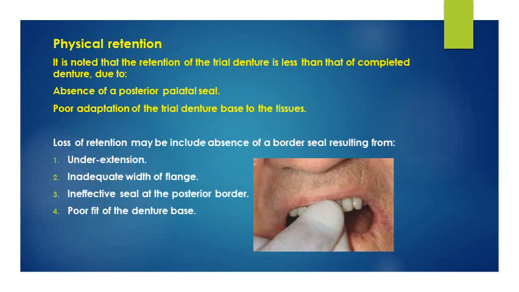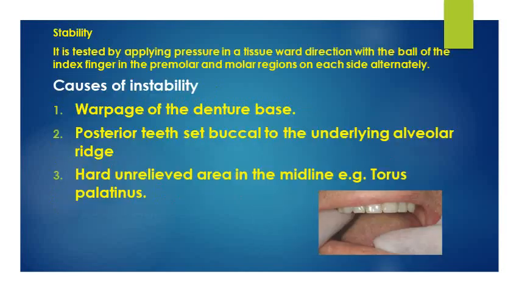Let's talk about the physical retention. It is noted the retention of the trial denture. A very important point here: you should know that the trial denture has less retention than the complete final denture. Why? Because there is absence of the posterior palatal seal area for the upper arch and poor adaptation of the trial denture base to the tissue. So the loss of retention may include absence of border seal resulting from underextension, inadequate width of the flange, ineffective seal of the posterior border, and poor fit of the denture base.